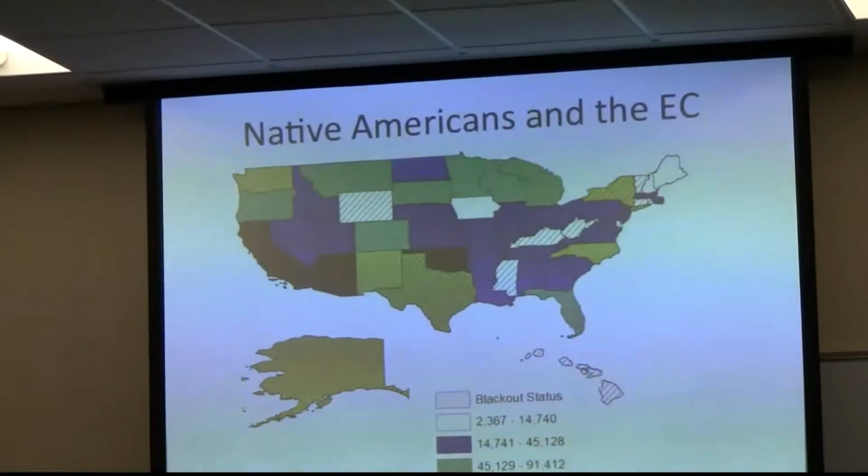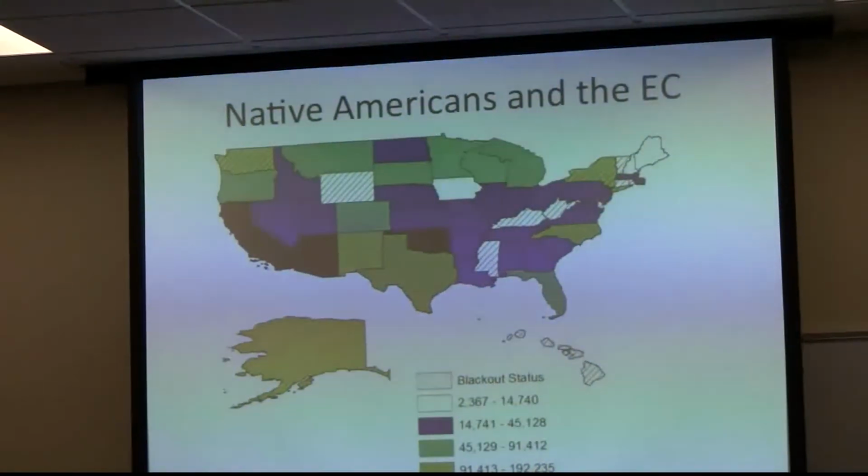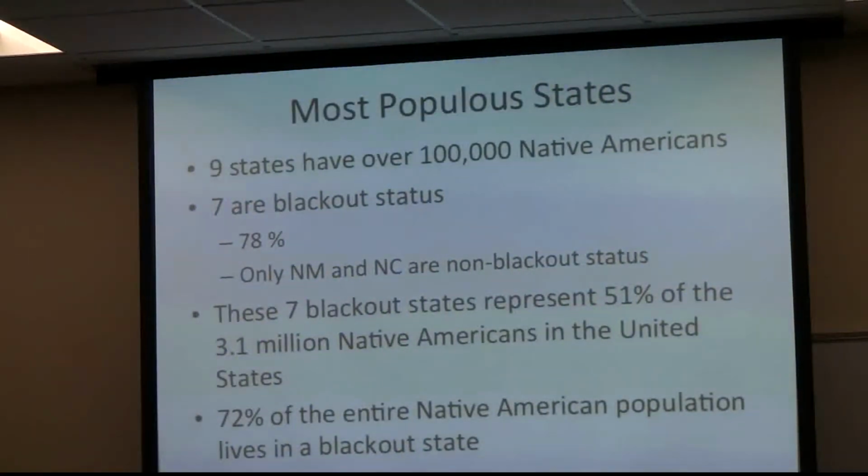So obviously the Native American population is a bit smaller. When I looked at the numbers for Native Americans, I used a 100,000 cutoff. There are 9 states with over 100,000 Native Americans. 7 of them are blackout status, so about 80% of the states with large Native populations are blacked out. The only states with large Native American populations that aren't blacked out are New Mexico and North Carolina.